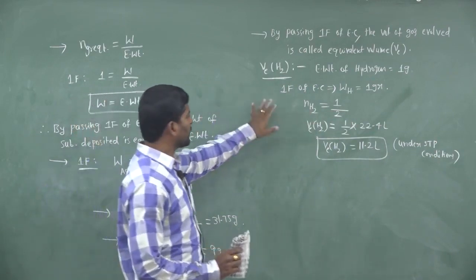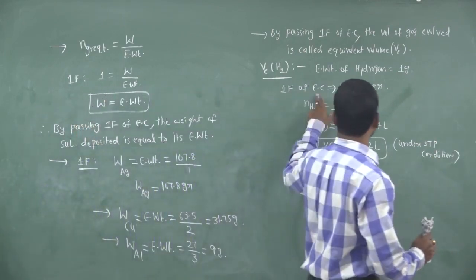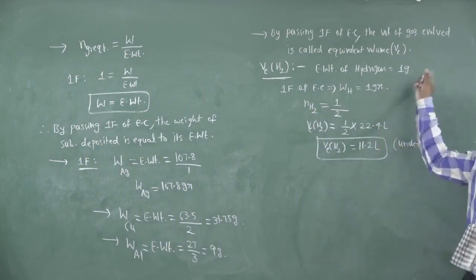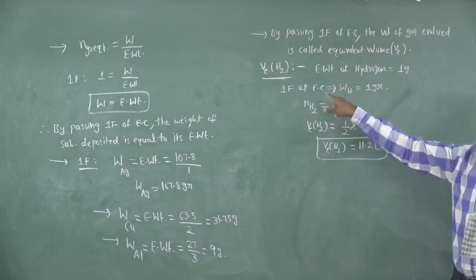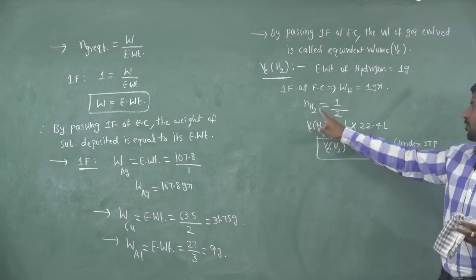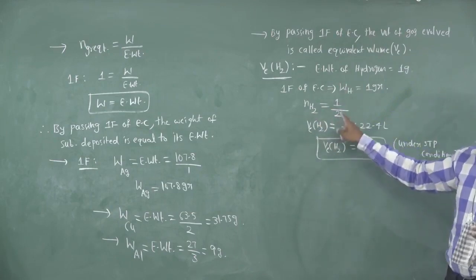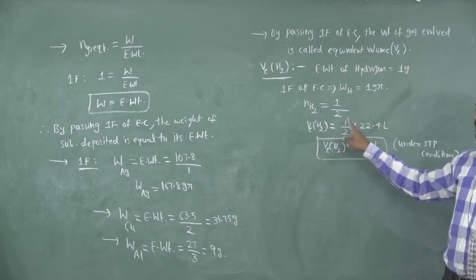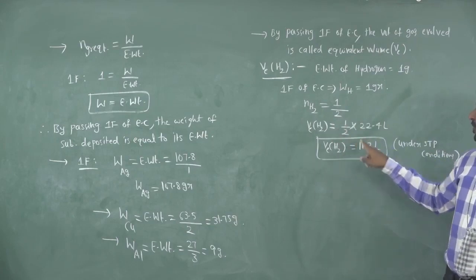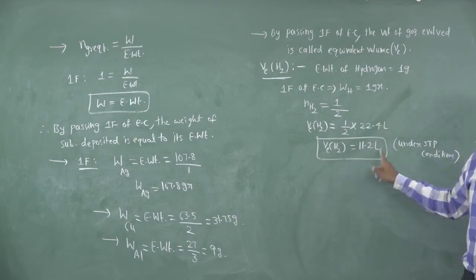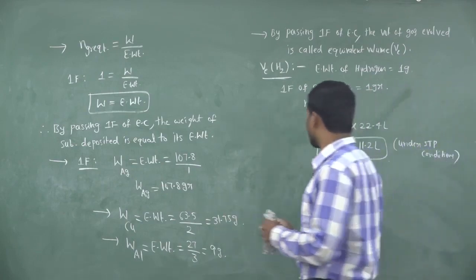If you pass 1 Farad of electric current, the weight of hydrogen deposited is 1 gram. That 1 gram of hydrogen deposits as H2 gas. So the number of moles of H2 gas obtained is weight by molecular weight, that is 1 by 2. Half mole of H2 gas is evolved. Half mole means how many liters? 11.2 liters. So what is the equivalent volume of hydrogen gas? 11.2 liters under STP conditions.